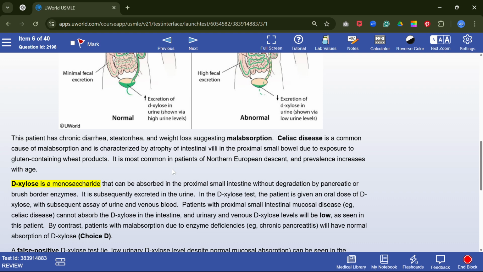as in this patient. By contrast, a patient with malabsorption due to enzyme deficiency, like chronic pancreatitis, will have a normal D-xylose test. So whether malabsorption is due to pancreatitis or enzyme deficiency, or due to celiac disease, these can be differentiated by the D-xylose test.